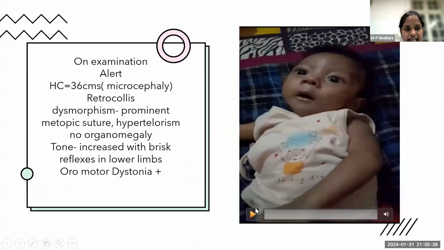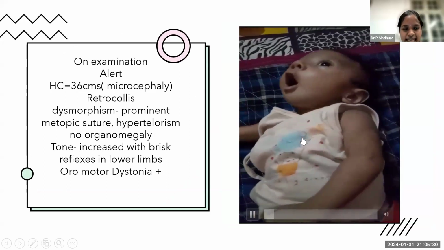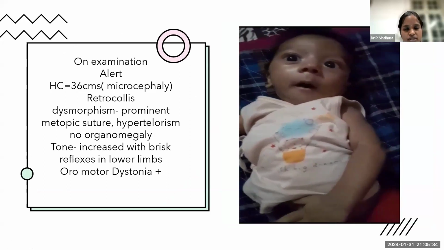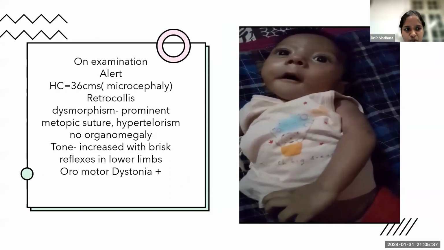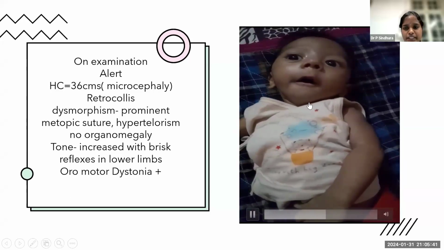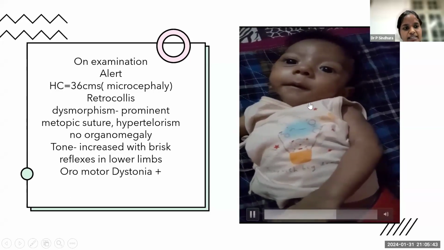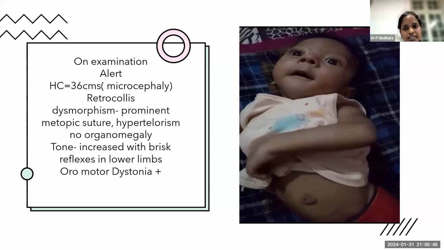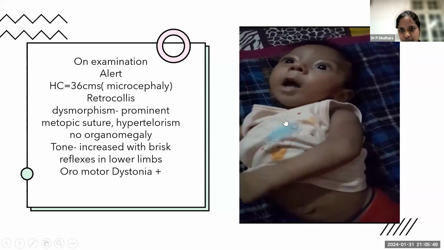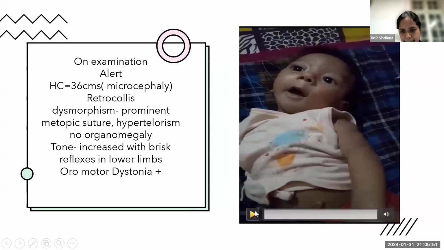On examination, the child was alert. The child had microcephaly with a head circumference of 36 centimeters. There was retrocollis. Mild dysmorphism was there in terms of prominent metopic suture and hypertelorism. There was no organomegaly. Tone was increased with brisk reflexes in the lower limb, and there was significant oromotor dystonia, as we can see in the video.